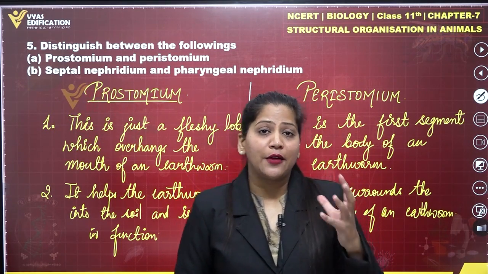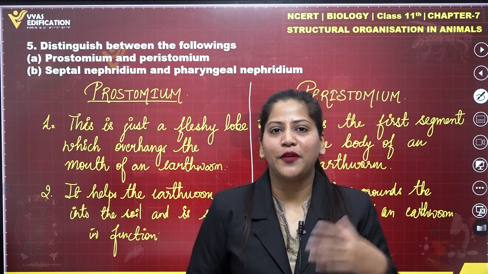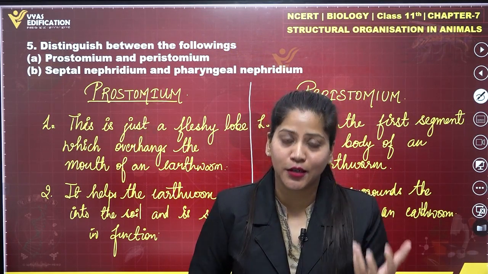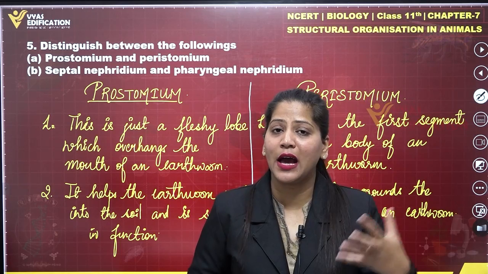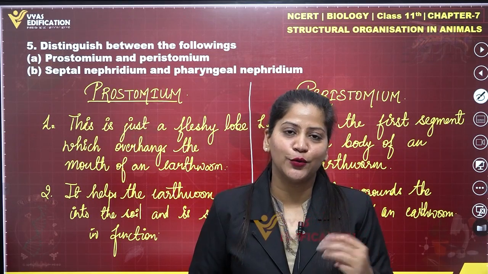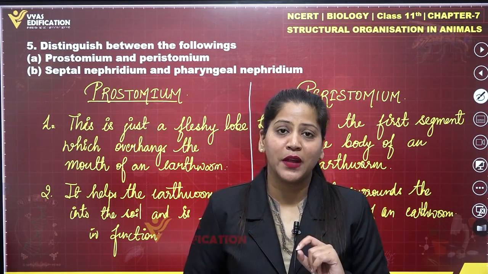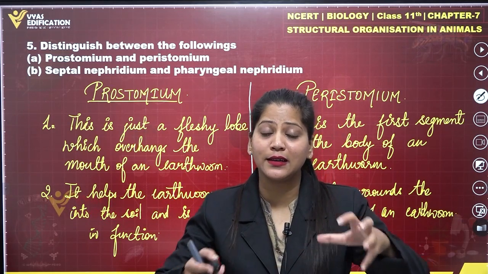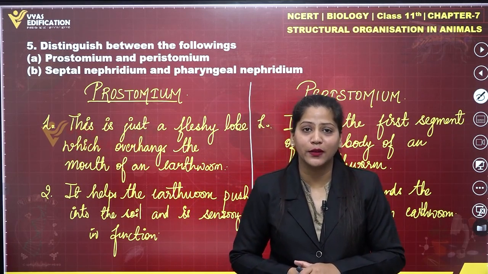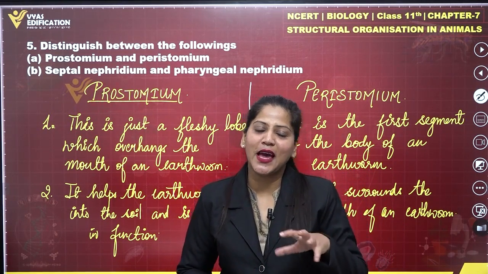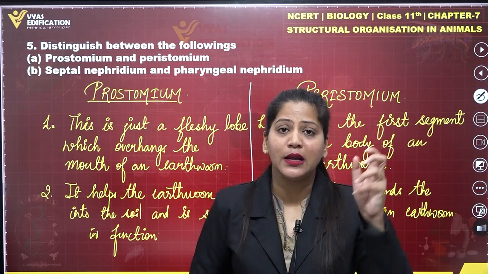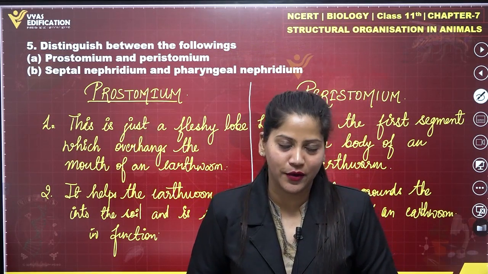First of all, what is nephridia? Nephridia is an excretory organ found in earthworms. Based on the location, we have three types of nephridia: septal nephridia, integumentary nephridia, and the third one is pharyngeal nephridia. In this question, we are asked about the distinguishing features between septal nephridia and pharyngeal nephridia.